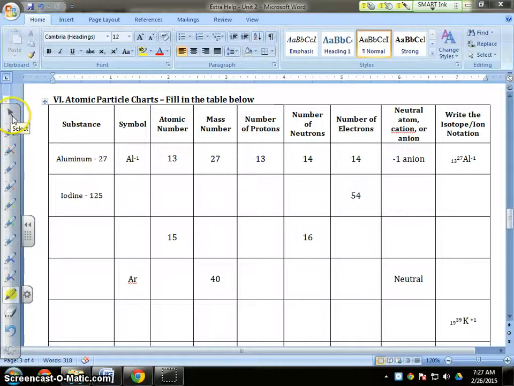If you want a full answer key on this, this is the extra help sheet with an answer key, so you could actually go ahead and play along at home.